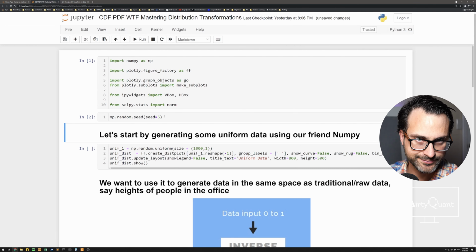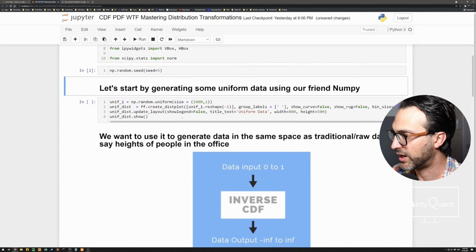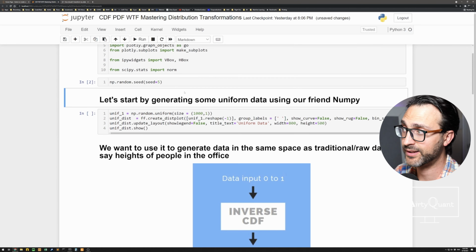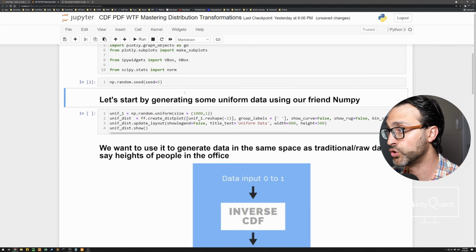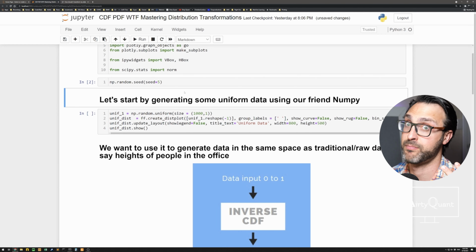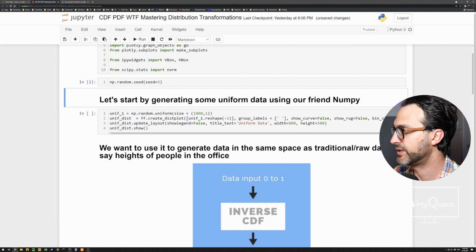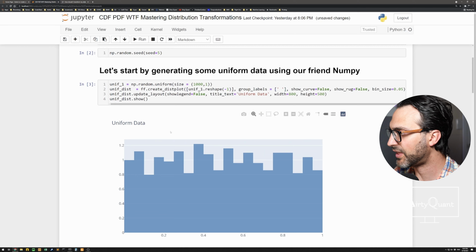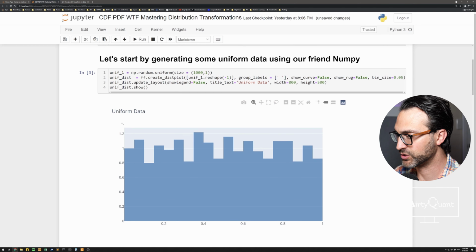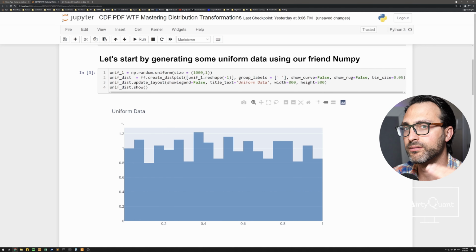Fixing the random seed, doesn't matter, you don't really have to. So I'm going to start off by generating some random uniform data using our friend NumPy. What does that even mean? This is what uniform data looks like. Uniform means that it's flat. There's nothing that happens more often than something else.